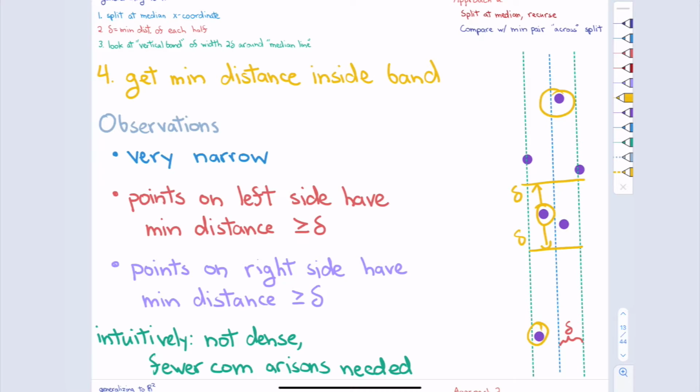All right, any questions about the intuition? Because we're going to now try to formalize this idea.